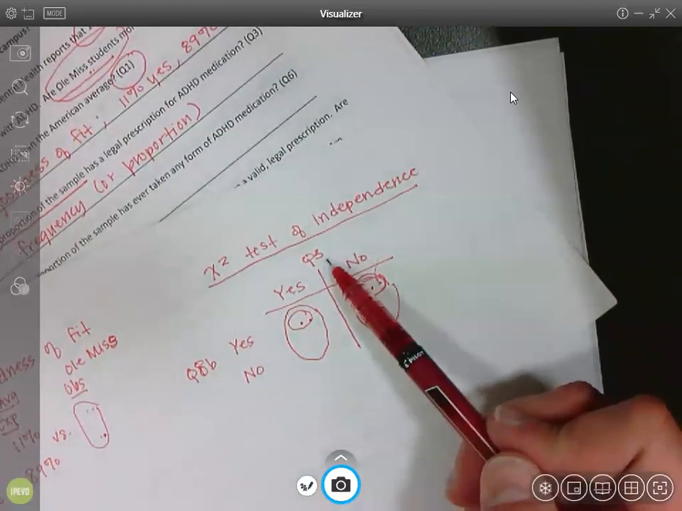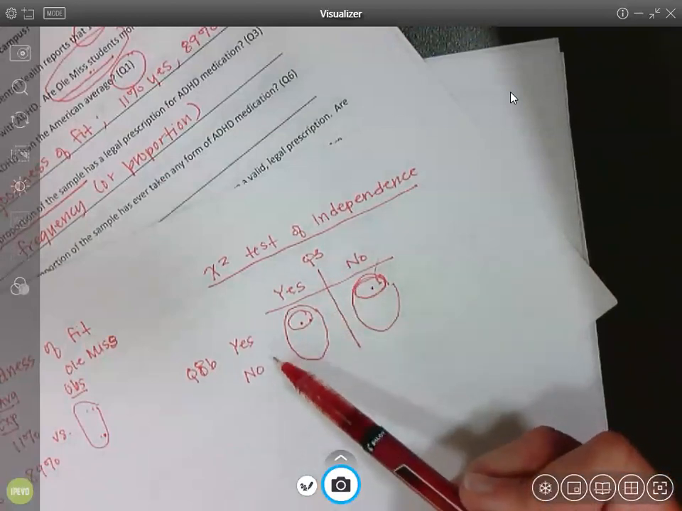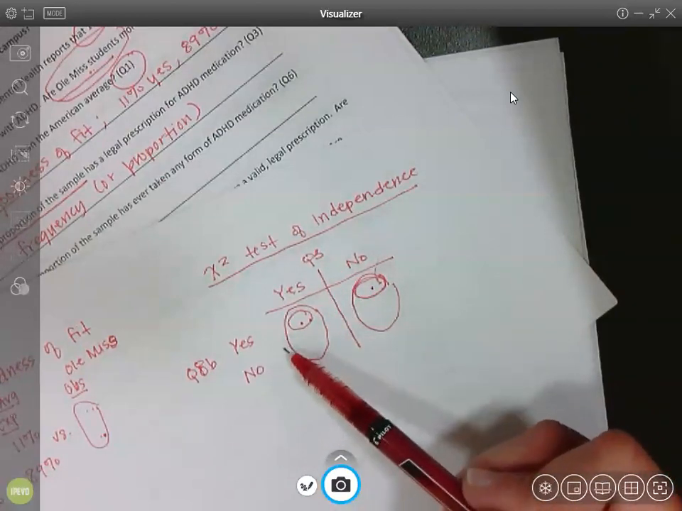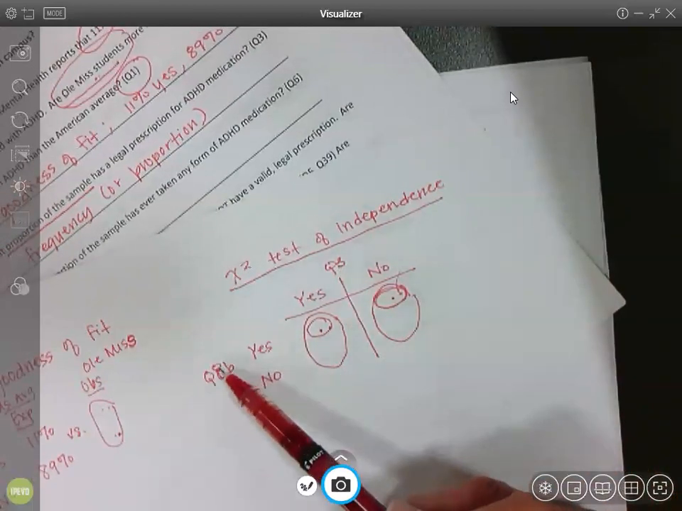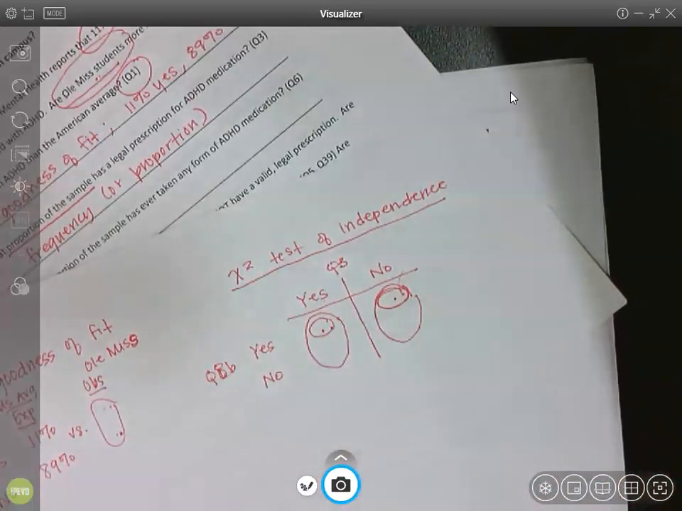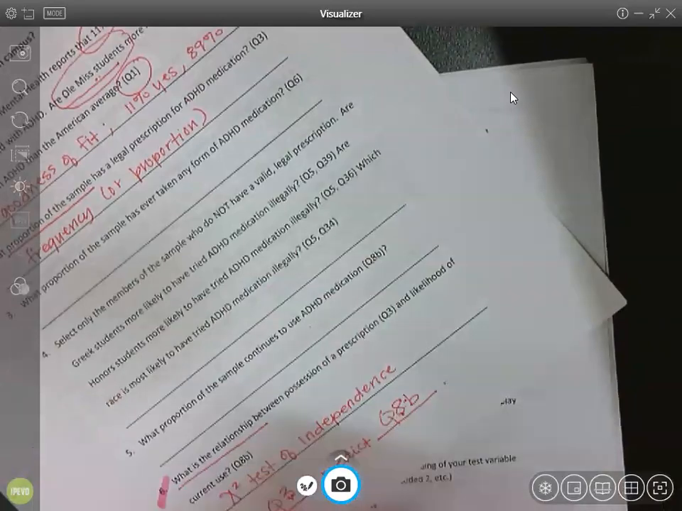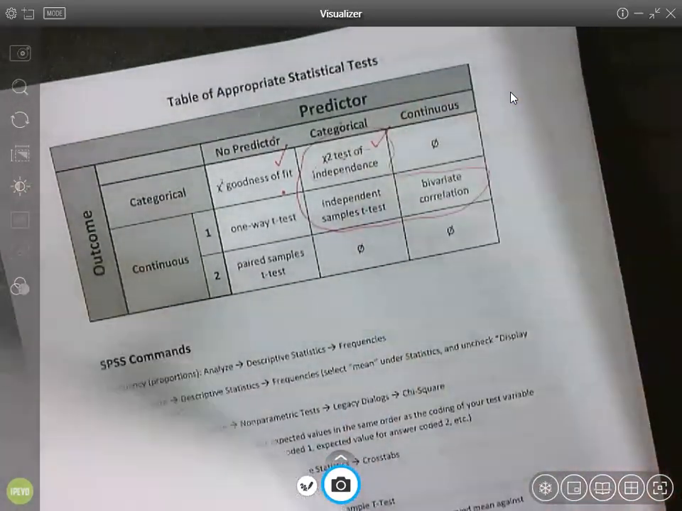All right, if you know if someone has a prescription, could you use that information to predict whether or not they're currently taking the drug? Is there a relationship between how people answered this question and how people answered this question, where both of these things were measured on nominal response scales? Okay, chi-square test of independence. Let's put a check mark on that one.